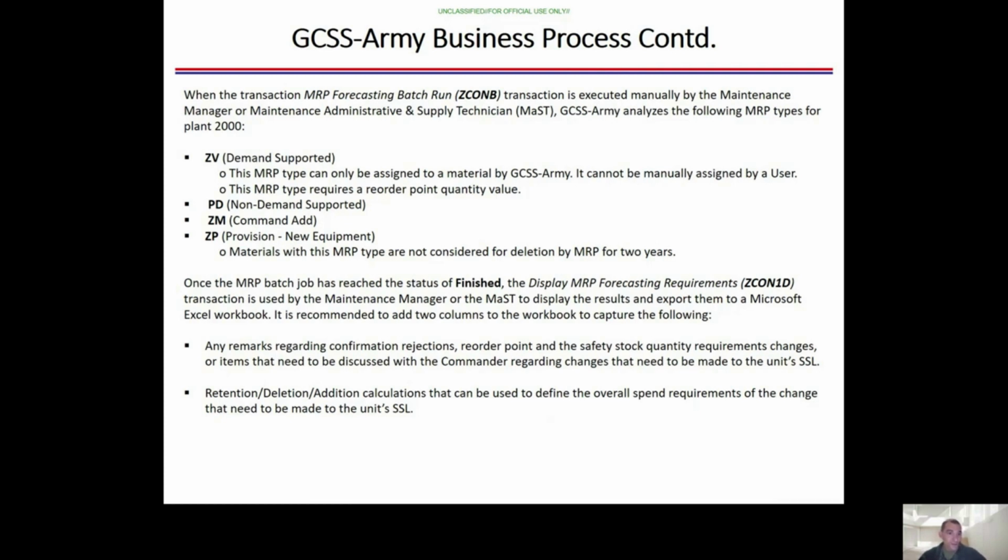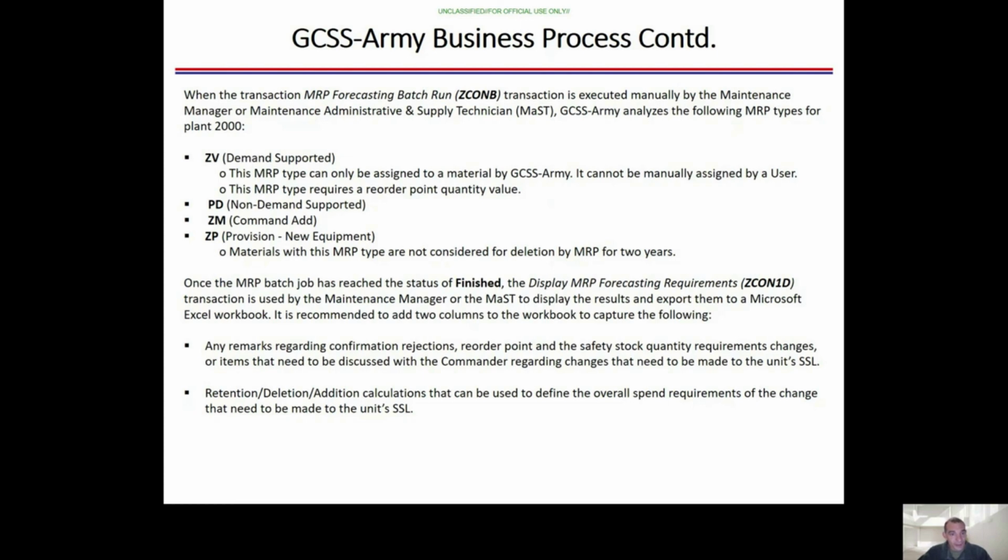So like I said, ZV is your demand supported. These lines, now you can adjust the reorder points, right? But you cannot delete a demand supported line, okay? So all that's done at the SPO level. Your PD is all your stuff that comes in regularly. Any parts you order should come in as a PD MRP type.